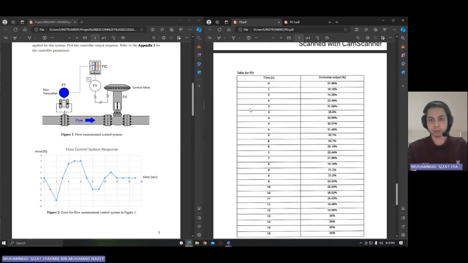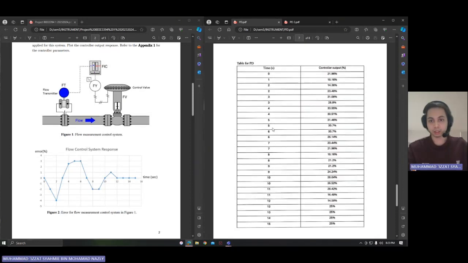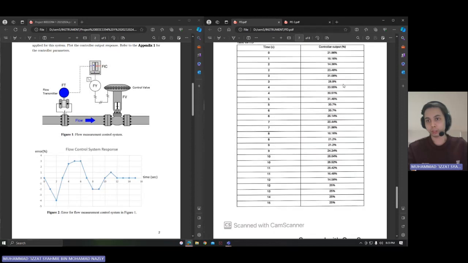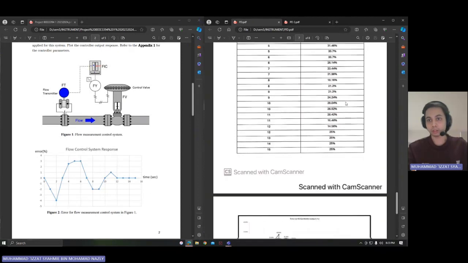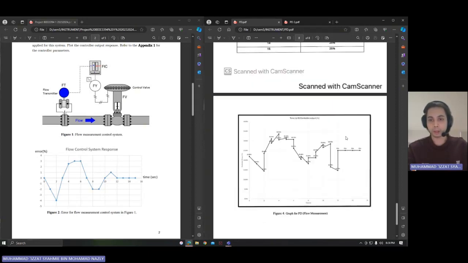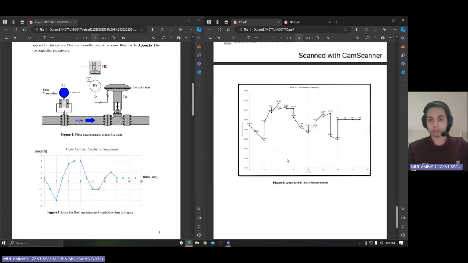So this is the table for PD from 10 seconds until 15 seconds. As we can see here, the output is barely going up and down and up and down until at 12 seconds the output remains the same, which is 25%. So this is the graph for PD flow measurement.